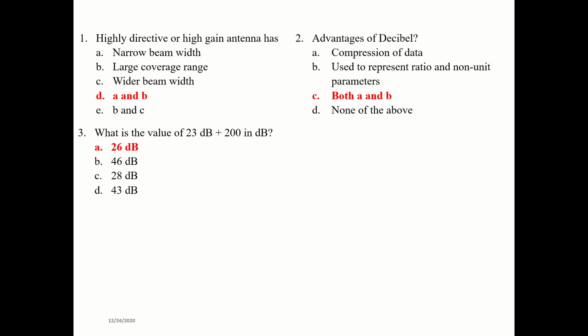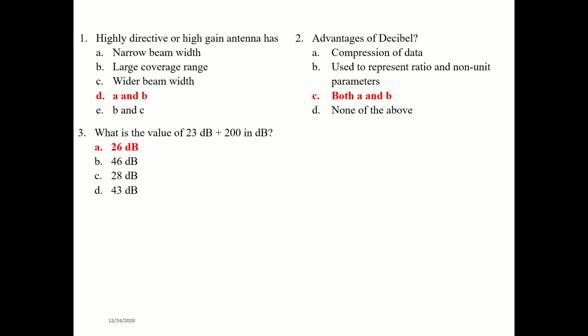The next question is: what is the value of 23 dB plus 200 in dB? The critical point here is that you should convert 23 dB to an absolute value, so it will be 200. Then you do 200 plus 200, which is 400. Then the answer is 26 dB.